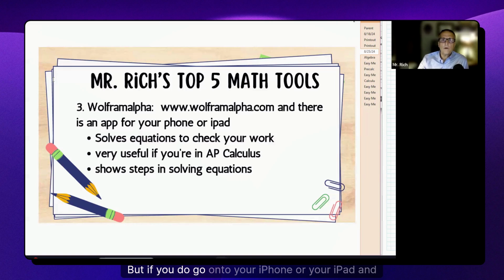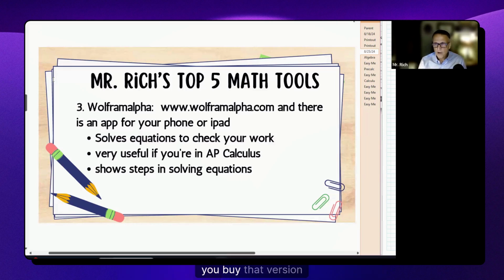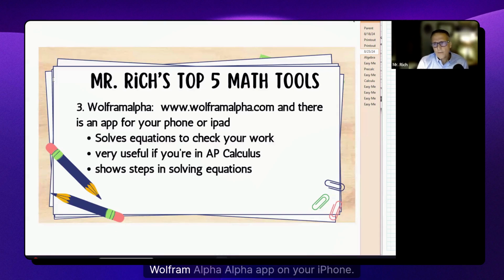But if you go onto your iPhone or your iPad and you buy that version of it, and I think there's a fee for purchasing the Wolfram Alpha app on your iPhone, it was, if I remember right, less than $10. But you can actually click a button and it'll show you how to solve an equation. And this is not something that you want to use to try to cheat on homework. So, hey, I don't want to do the work, so let me just plug it in here and have it spit answers out. No, this is a tool that you use so that you can try to understand the steps in solving a problem if you get stuck.